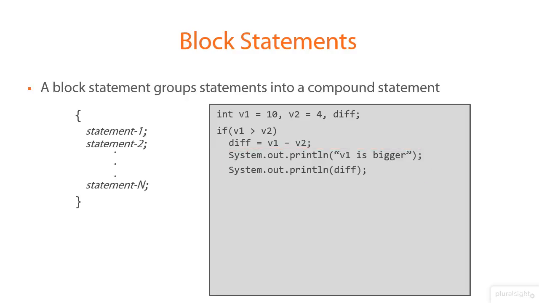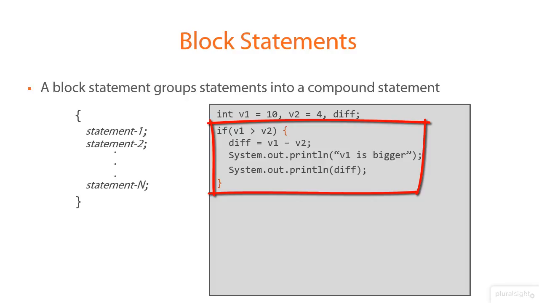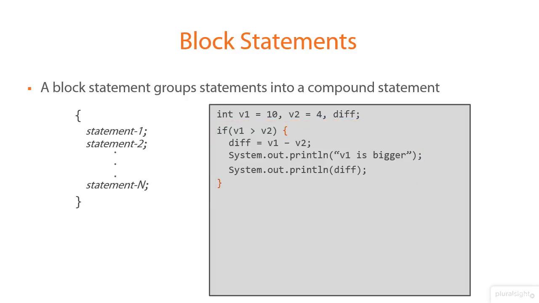So that's where block statements come in. By putting an open bracket after the if, and then a close bracket after that print of diff, now that becomes a block statement. And so the if condition is now tied to those entire three statements. Similarly, I can do that with an else if. So I've got else if v2 greater than v1.